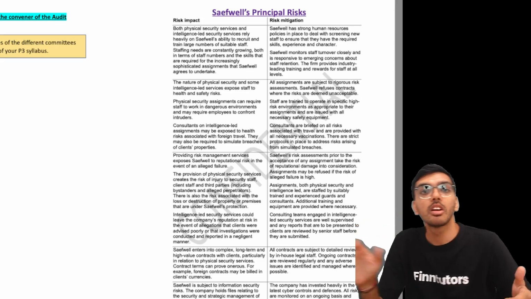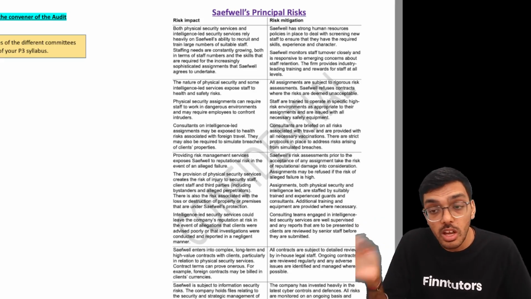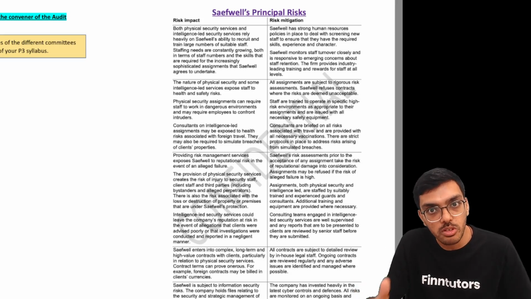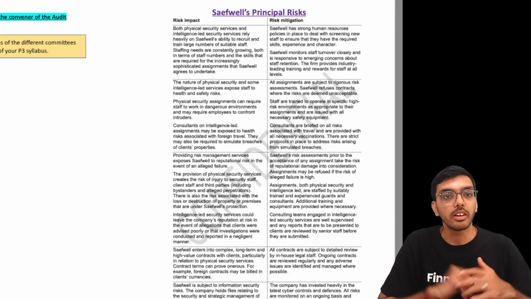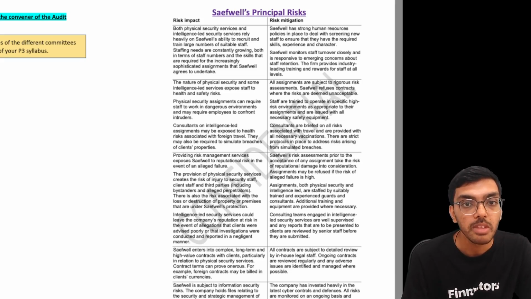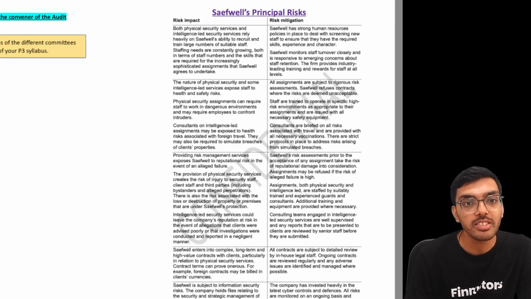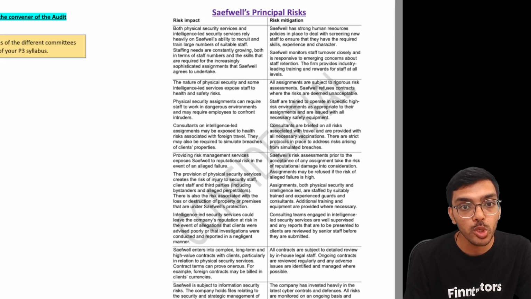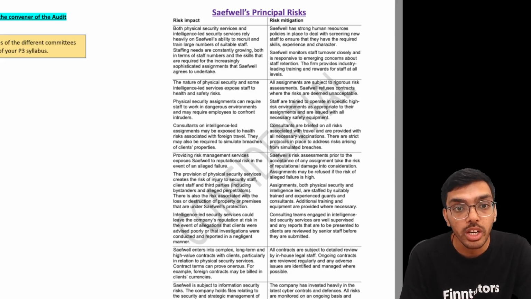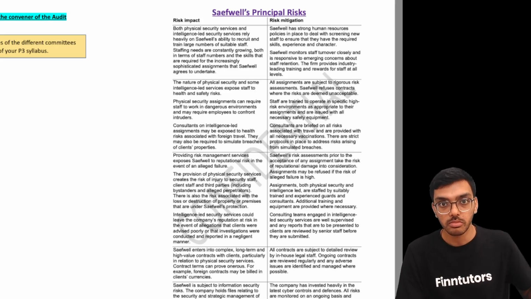To mitigate this, we are trying to be as responsive as possible to staff turnover and focus on human resources policies. Second, the nature of physical security and some intelligence security services exposes staff to health and safety risk. Physical security assignments can require staff to work in dangerous environments. Consultants on intelligence-led assignments may be exposed to health and safety risks during their foreign travel. So the second risk is health and safety risk.